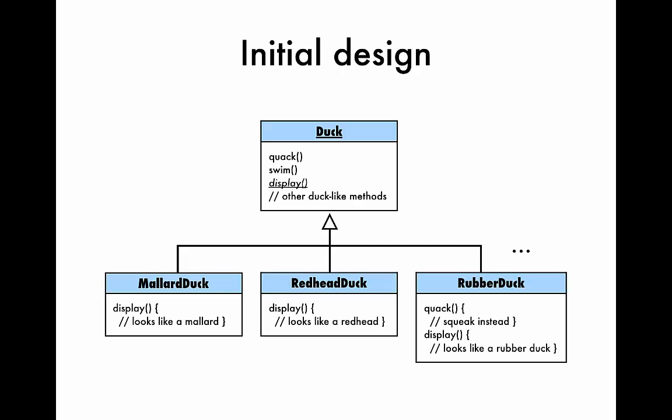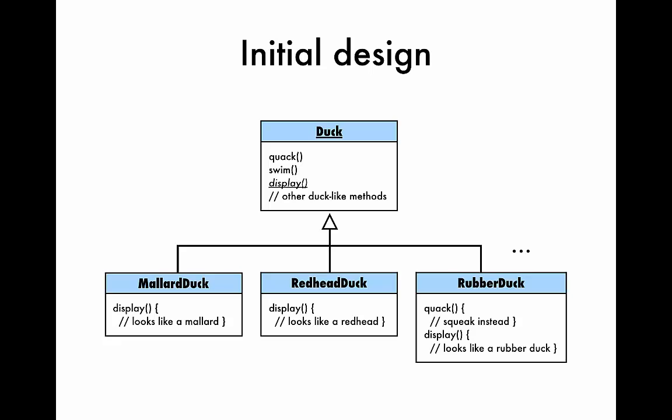Okay, here's the initial design of the SimuDuck application. Duck is an abstract class. In these slides, we will represent abstract classes and methods by underlining them. The class Duck is abstract because it implements the quack method and the swim method, but it leaves the display method unimplemented. The implementations for methods in an abstract class can be thought of as default implementations.